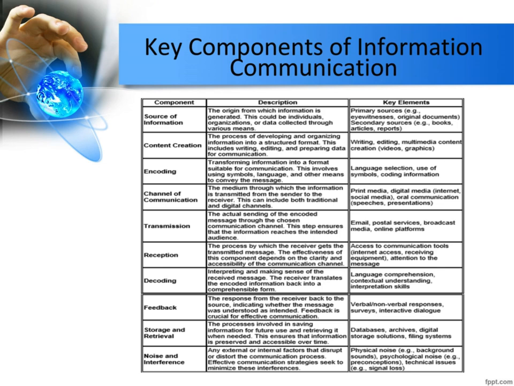The next component is encoding. Encoding means transforming information into a form that can be communicated. This includes choosing words, symbols, language, or visuals. For example, using simple language instead of technical terms helps ensure the message is understood by a wider audience. Poor encoding can cause confusion even if the information itself is correct.